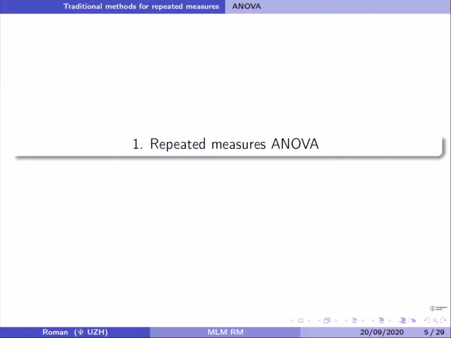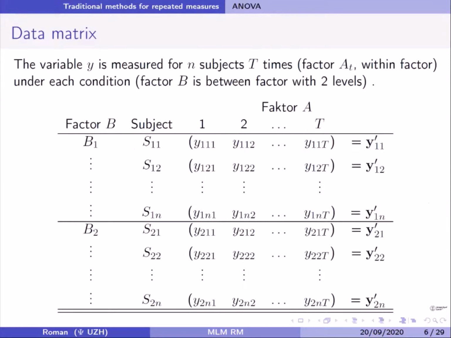So first I have to take a step back though, and let's take a look at repeated measures ANOVA. So here we have the y variable being measured for n subjects at t times. Factor A sub t, so factor A measured t times, is a within factor. Under each condition, factor B is a between factor with two levels. So we have a within and between situation here.